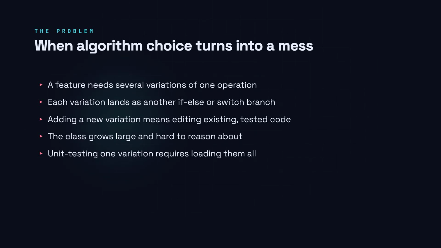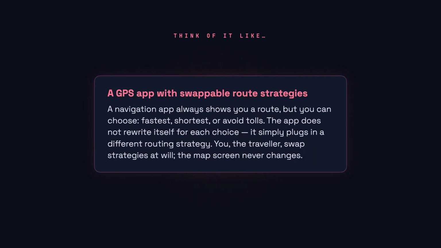load all the others. Think of a GPS navigation app. The screen that draws your map is always the same, but behind the scenes there are several routing engines. One optimizes for speed, one for distance, one to avoid tolls. You tap a button, and the app swaps the engine. The display code has no idea which engine is running. It just asks for a route and gets one back. That is exactly the relationship the strategy pattern formalizes.